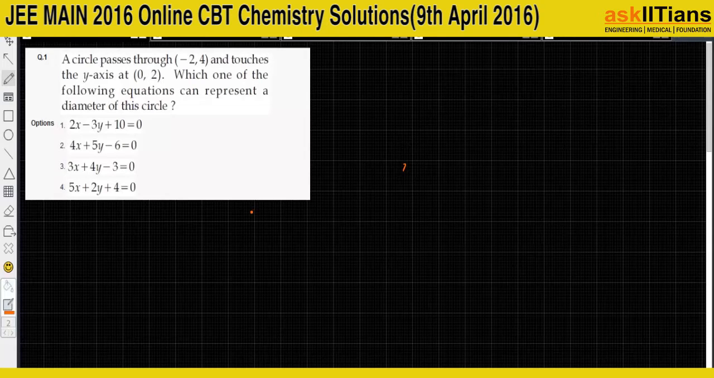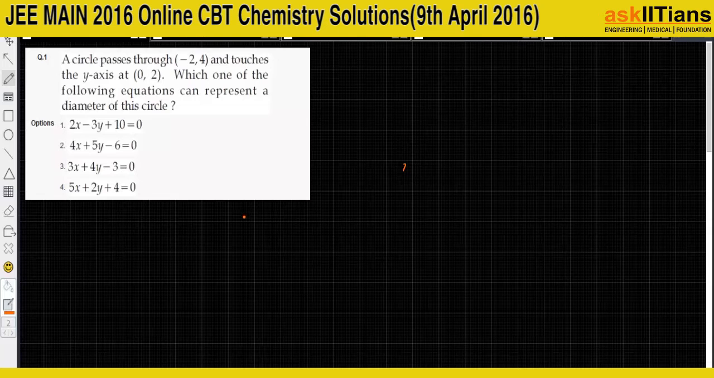So today we'll solve the JEE Mains CBT paper. This test was conducted on 9th of April 2016. So let's solve each and every question one by one and also see the correct options. So let's start solving the paper.